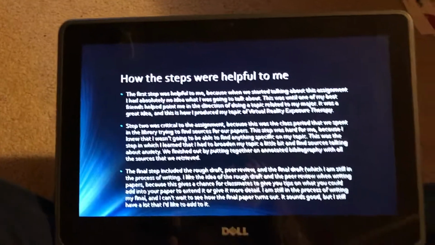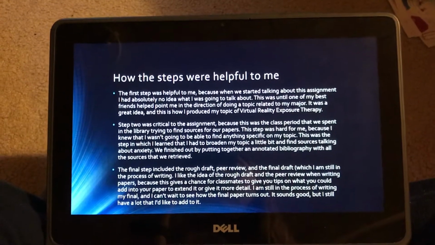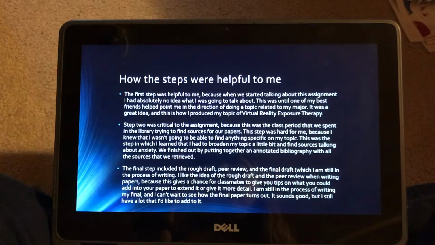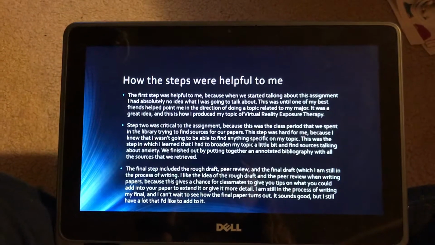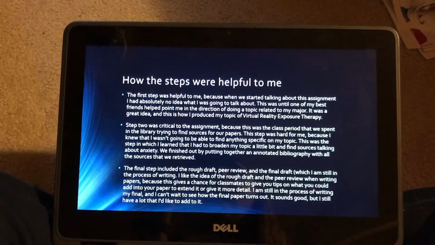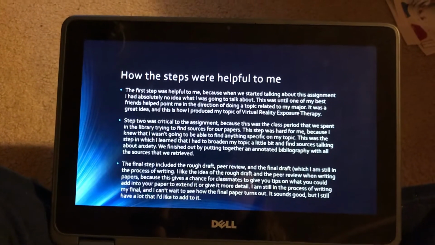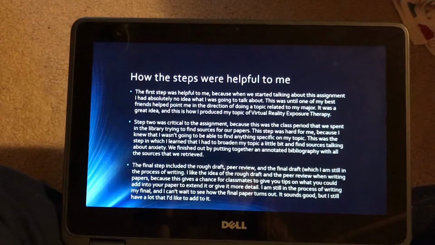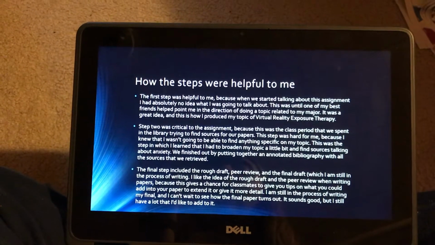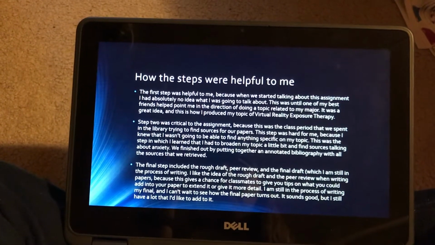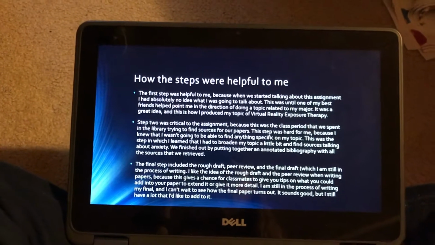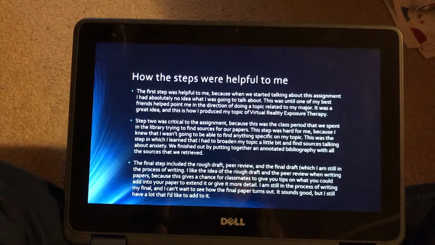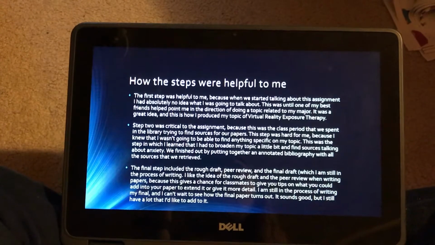Step 2 was important because this was where we spent time in the library trying to find all of the sources for our papers, and this was hard for me because I knew that I would not be able to find specific things, and so I had to broaden my topic, and then I put together the annotated bibliography. The final step included doing the rough draft, the peer review, and the final draft, which I am still in the process of completing.